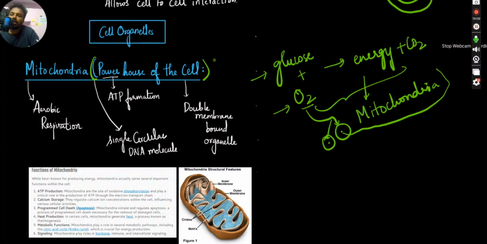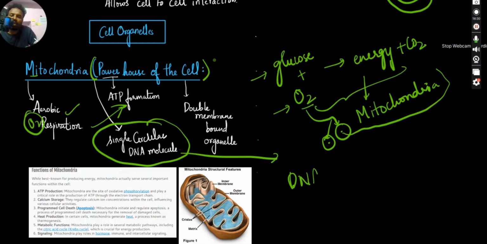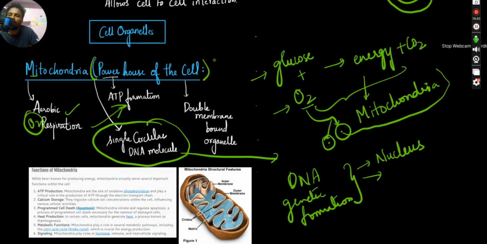So mitochondria perform aerobic respiration, nothing but using oxygen to break down glucose and getting energy in the form of adenosine triphosphate, nothing but ATP. And it is one of the organelles in which DNA is present. DNA is nothing but genetic material which has information about everything, about what functions are to be performed, and it is present in the nucleus. Other than the nucleus, the organelle which has DNA is mitochondria.